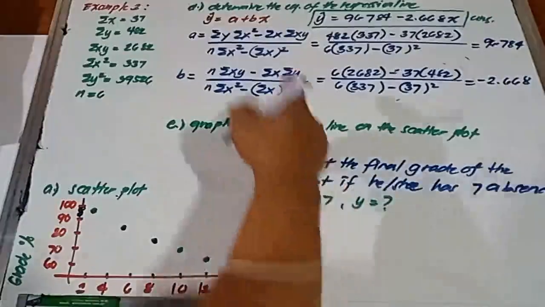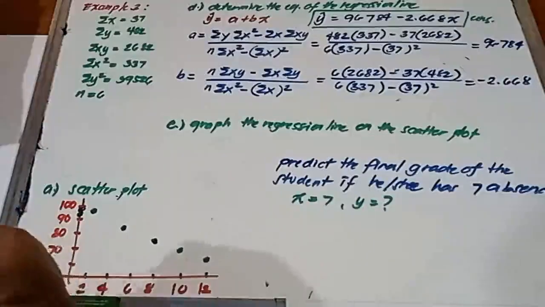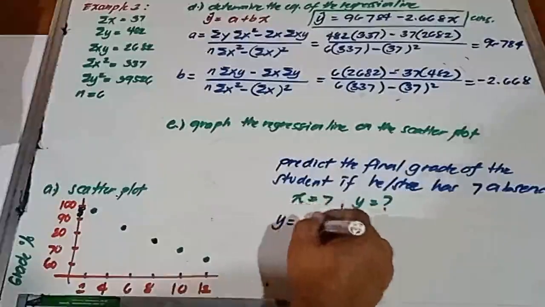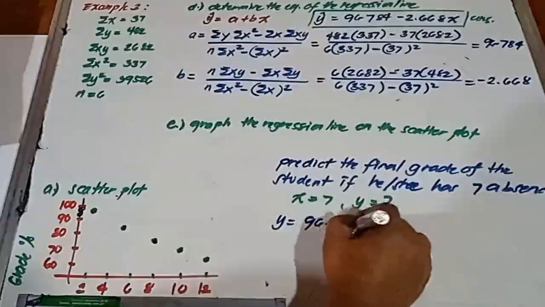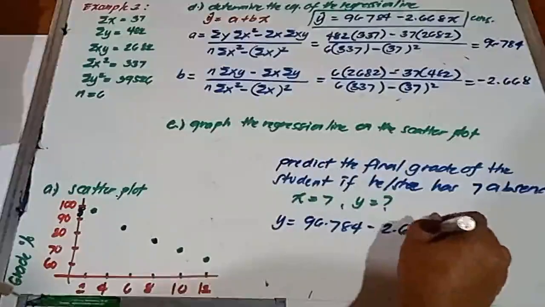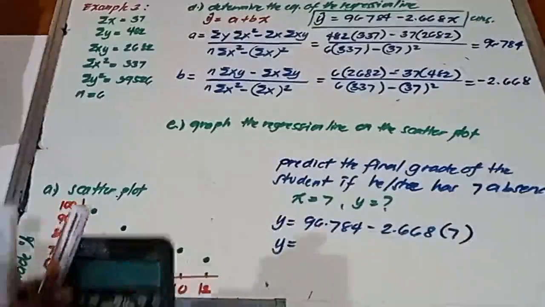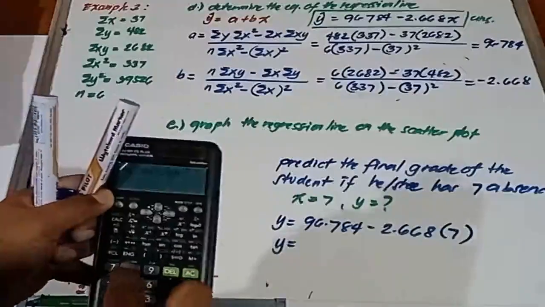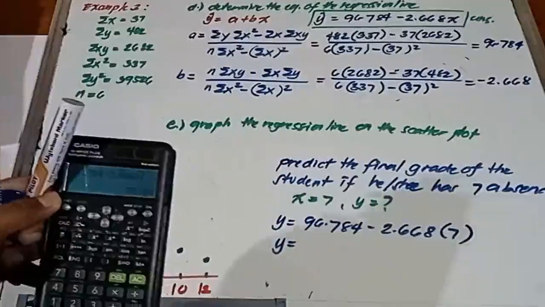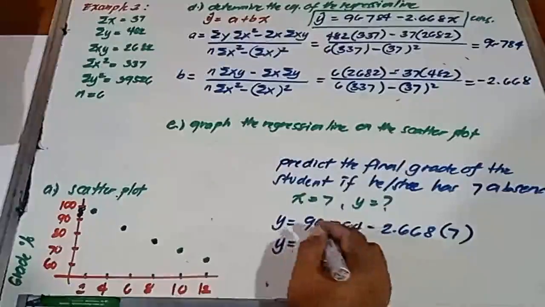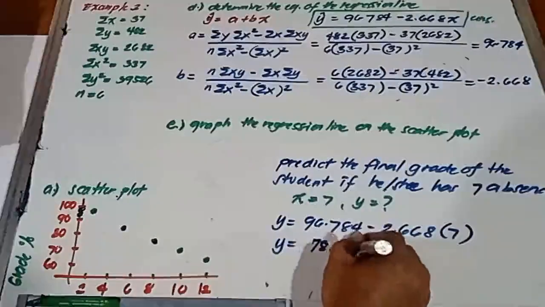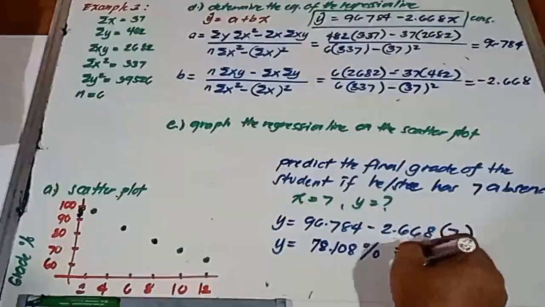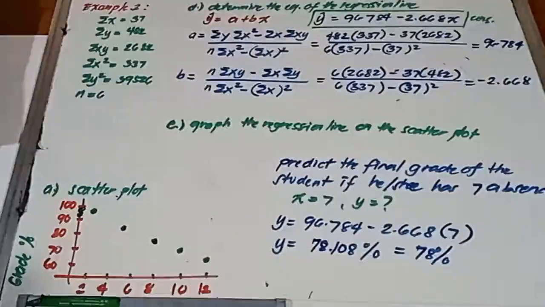Okay? So, using our equation, we have y equals 96.784 minus 2.668x, x is 7. Okay? Using our scientific calculator, we have 96.784 minus 2.668 times 7. We have 78.108. So, 78.108%. Or i-round natin into whole number, we have 78%. So, yun yung ating predicted value. Kapag ang number of absences ng ating estudyante is 7, ang predicted grade natin is 78.